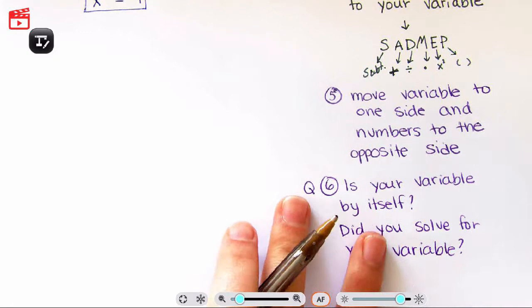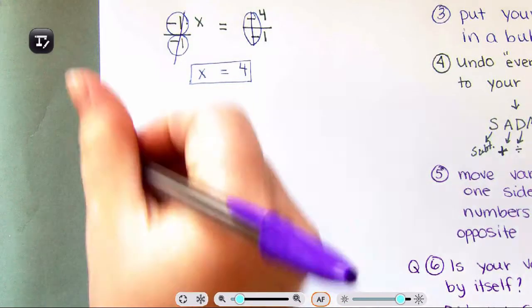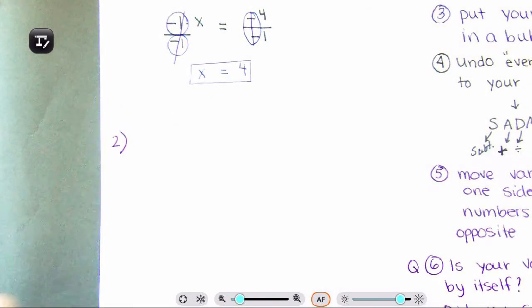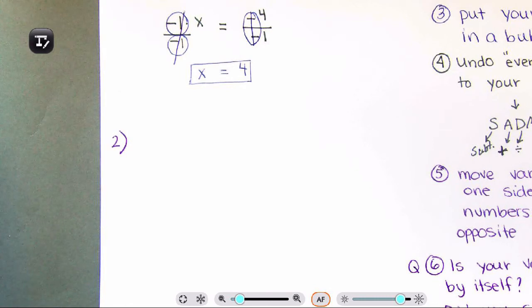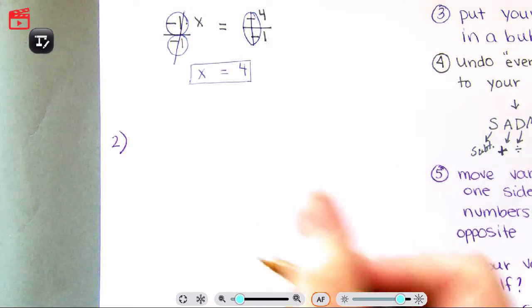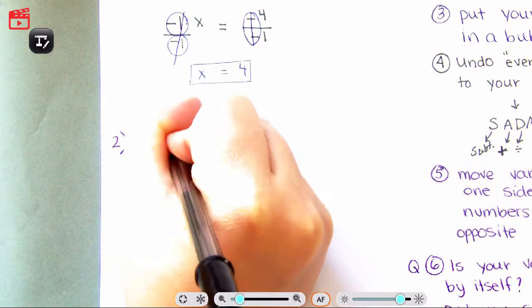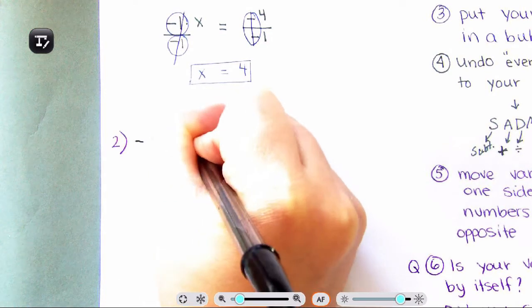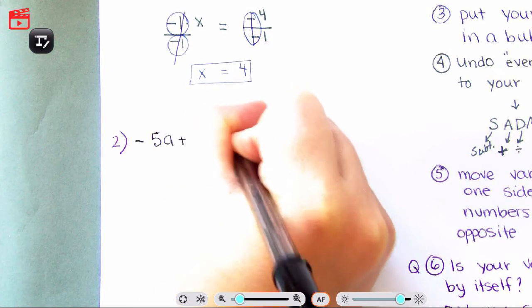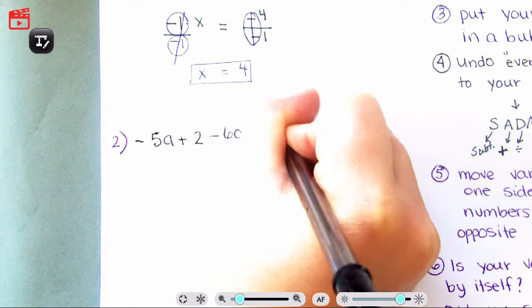So let's go ahead and go through these steps one more time with the secondary example. So let's do example number 2. And for example number 2, let's do a different question here. All right, let's do -5a plus 2 minus 6a is equal to 13.